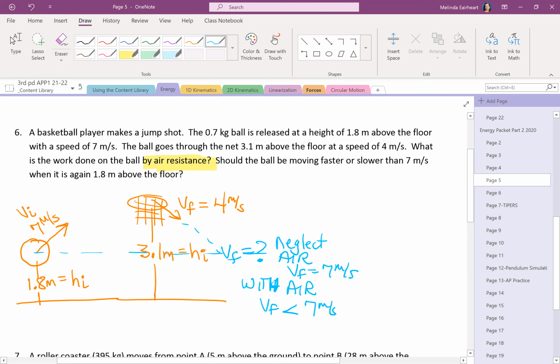Because drag and air resistance is going to take energy out of the system. It's going to convert it. Okay, you could even go as far as to say that the air resistance is going to convert to some kind of heat, right? But it's going to be less than 7. So there's that question answered. Okay, now let's go back and find the work done by drag.